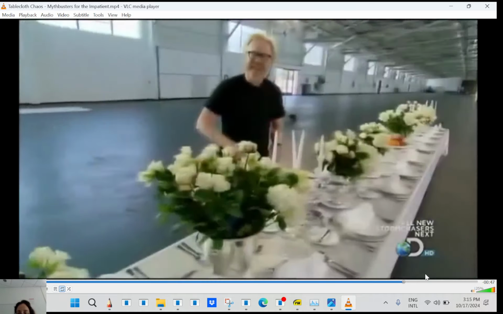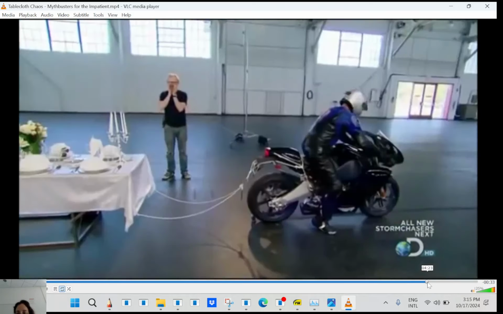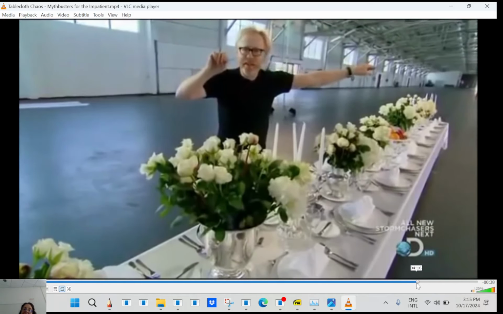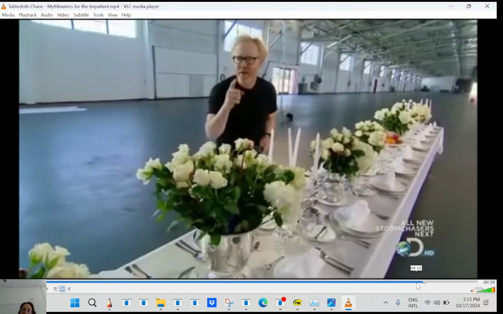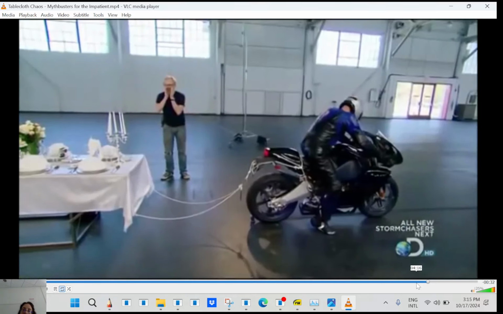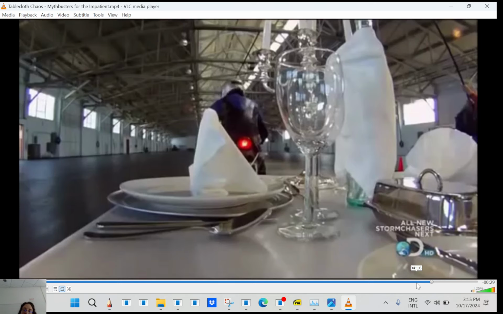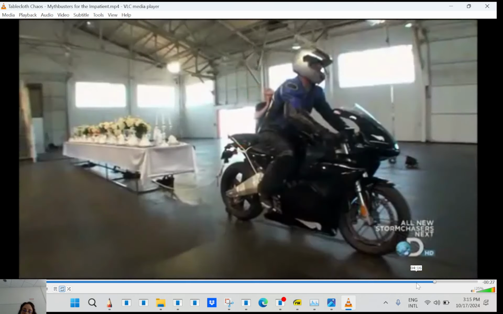What this means is that the tablecloth should, in theory, slip out easy as you please without disturbing anything on the table. That's how I think they did it. This is tablecloth pull, the cheat. 3, 2, 1, go!